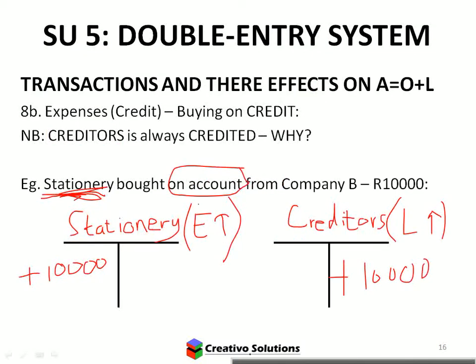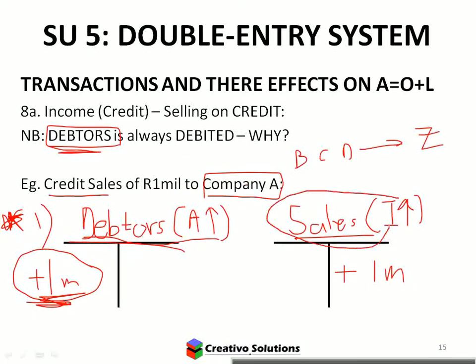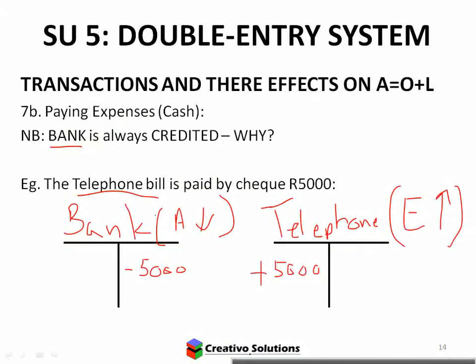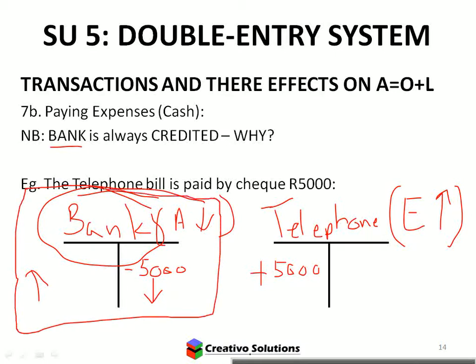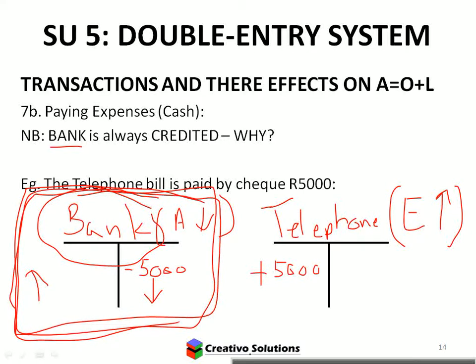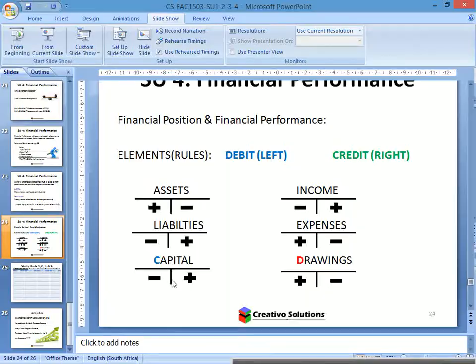See, this is one account. Stationery is its own account. Creditors is its own account. Sales is its own account. Debtors is its own account. Bank is its own account. So those accounts will have different groups of transactions, because we know bank can go up and bank can also come down. So when I say specific account, we're looking at the ups and downs in that specific account, in other words, the debits and credits in that specific account. We're not looking at groups of transactions. We're looking at one account with debits and credits affecting it.